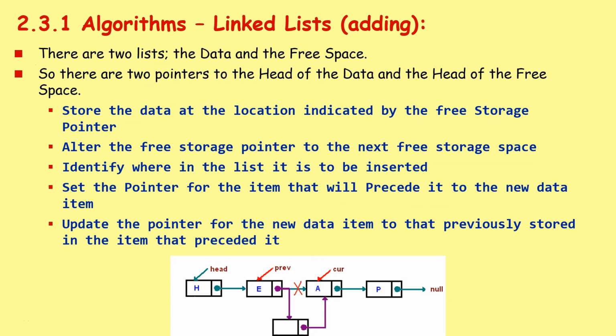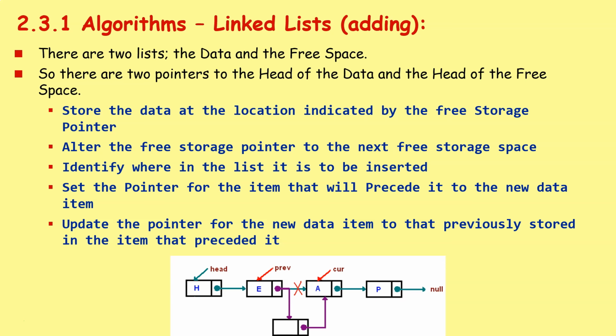Next, let's take a look at adding two linked lists. There are two lists, the data and the free space. That means there are two pointers to the head of the data and the head of the free space. Take a look at that diagram at the bottom.